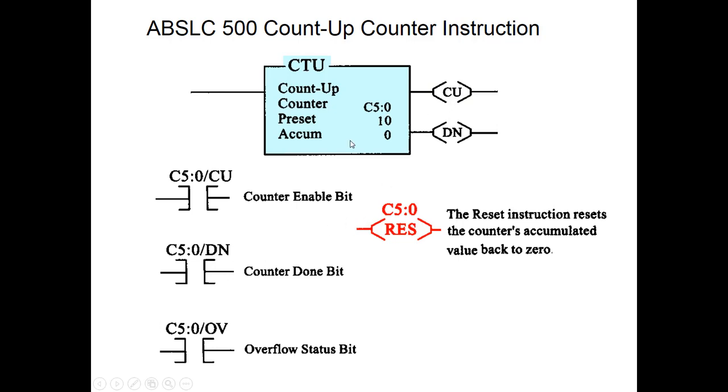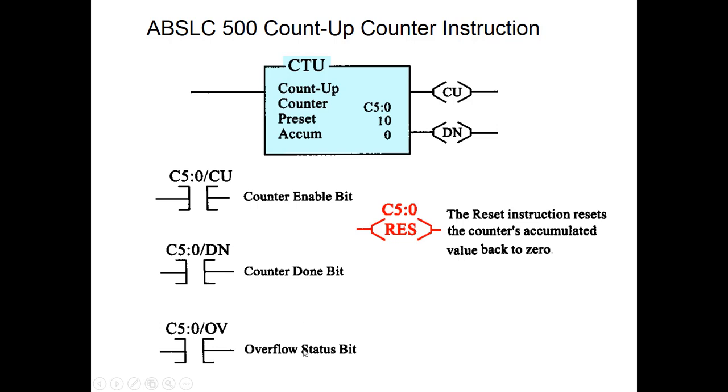The counter done bit. In this case, we have counter C5. I said counters start with C. Timers started with T4. Counters are C5. This is the first counter, 0. So every time this came true, true, true, this would accumulate 1, 2, 3, 4, etc. When this accumulation reaches the preset of 10, then the done bit changes states, and this would then become true.